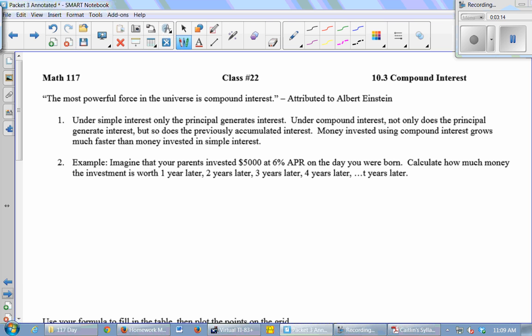Okay, so class 22, 10.3 compound interest. There's a quote that says the most powerful force in the universe is compound interest. It's attributed to Albert Einstein. We're not sure that he said it, but we think so.